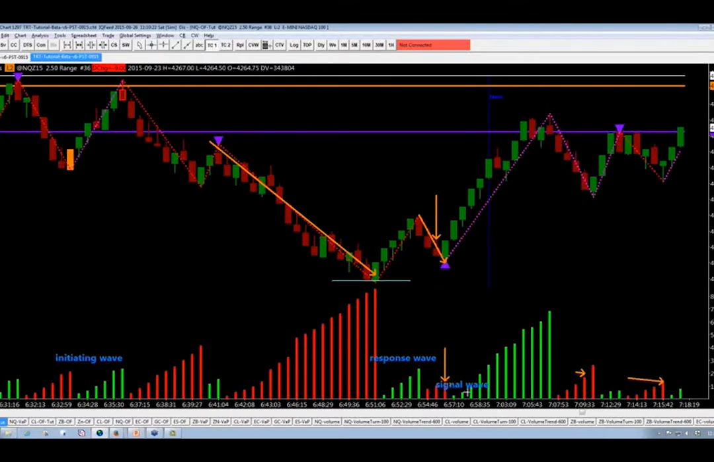There isn't any more sellers. There aren't enough of them. There aren't enough people that think the market's going down. So they start buying. Some of them are new buyers. Some of them are people covering from their short position. It doesn't matter. The price is going up. This is our turn. So we failed to go lower on less volume.